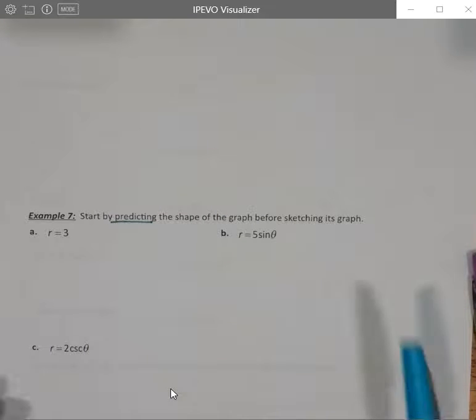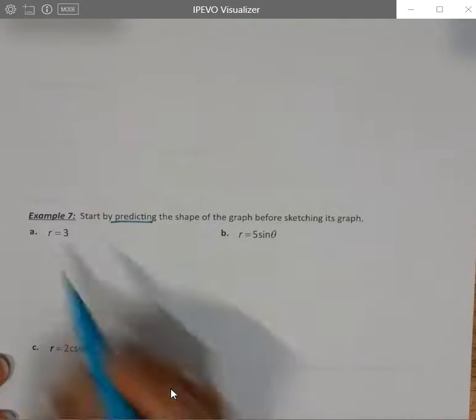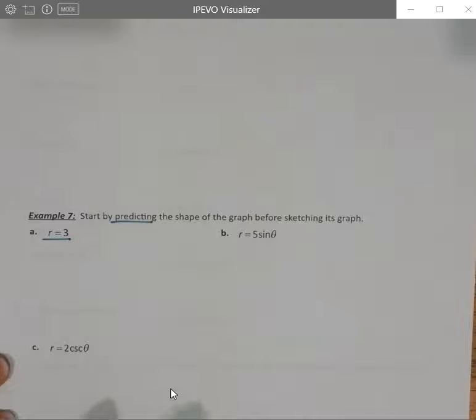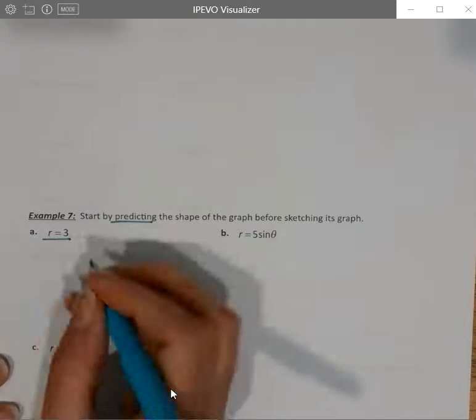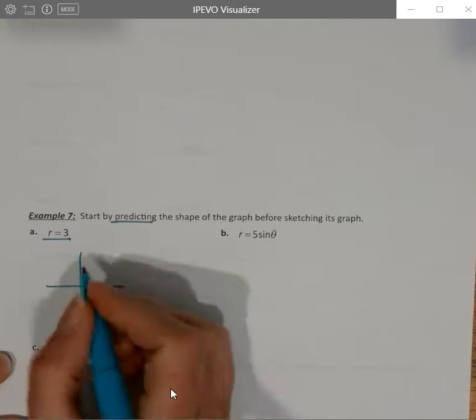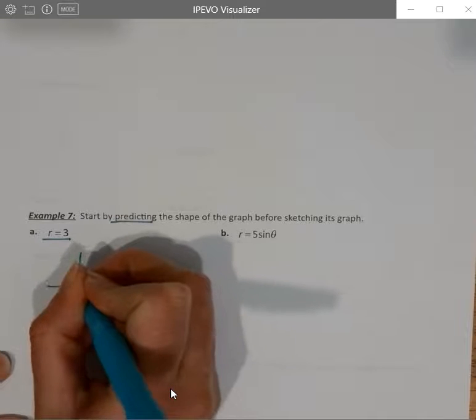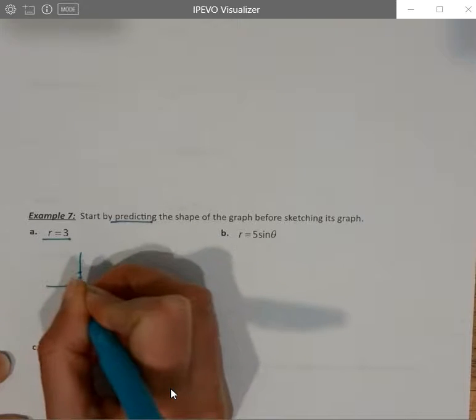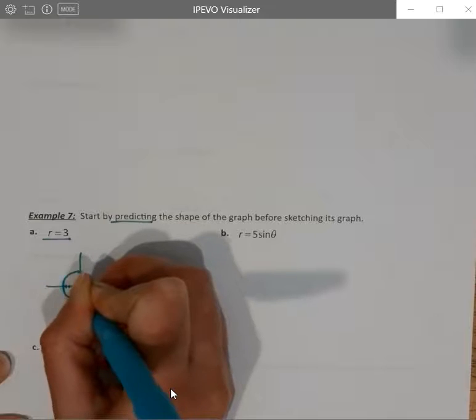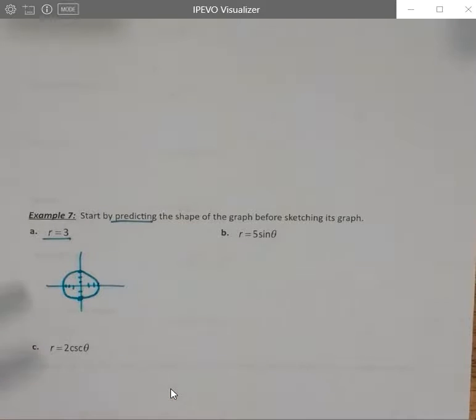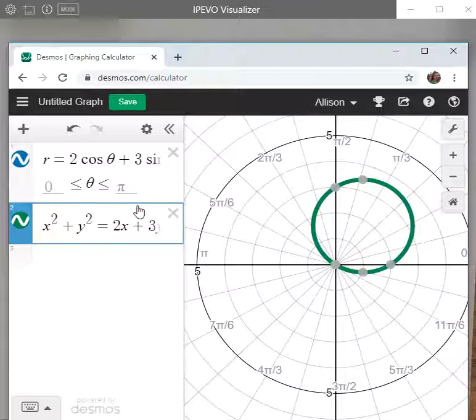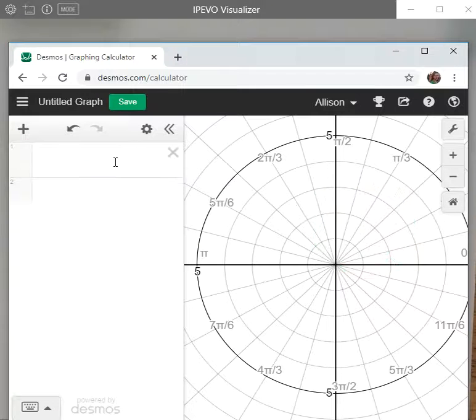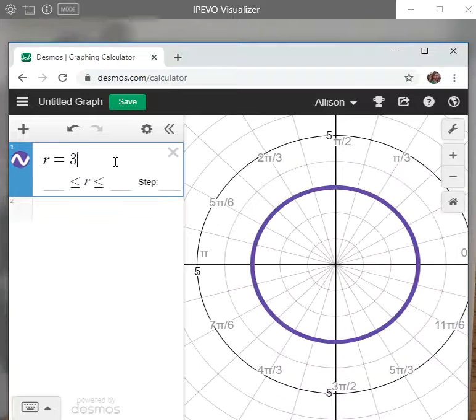All right, and so let's see. The first one, r equals 3. So it's got a constant radius, and the angle is going to vary all the way around. So this is going to be a circle with radius 3. So 1, 2, 3. See if we can get our circle sketched out here real quick. It should just be the circle that goes with the radius 3 all the way around. That's what the graph should look like. We should be able to verify it on Desmos as well, by just graphing r equals 3, and there's our circle with the radius 3 on that third concentric circle line.